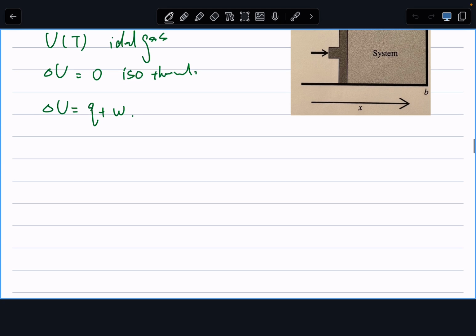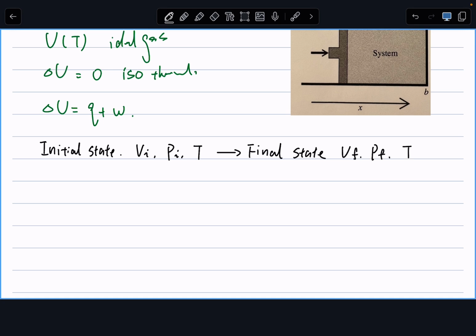Thinking about it, we start from an initial state. Let's say it's V initial, P initial, and some temperature. And it goes to a final state, which is V final, P final, and the same temperature. It's isothermal, so your temperature is not changing, and we know it's an ideal gas. So what do we know from our equation sheet?